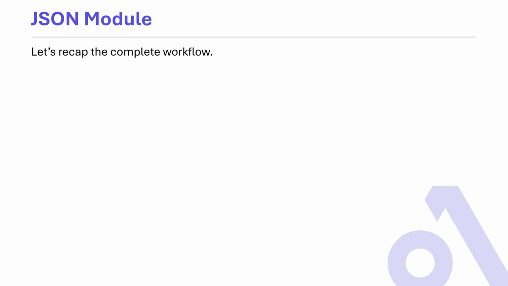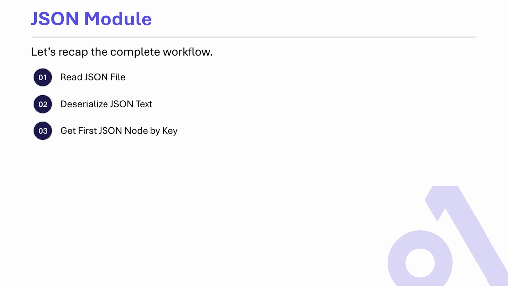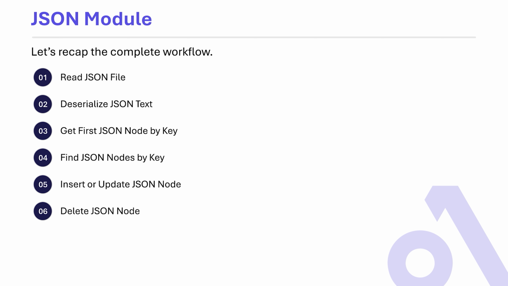Let's recap the complete workflow. We started by reading the JSON file, then converted the text into structured JSON data. Next, we searched the dataset using JSON keys. We updated order records, removed outdated data, and finally converted the dataset back to JSON text. The workflow then saved the updated data to a new file.